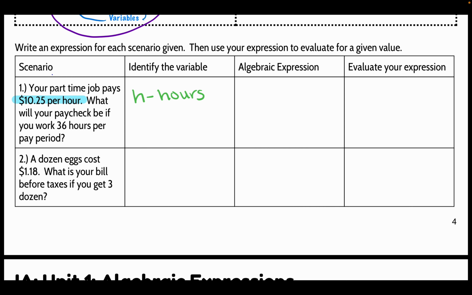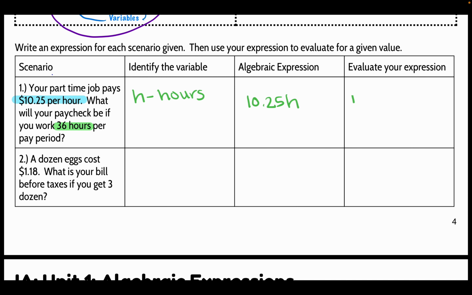That's what's changing. Our expression, well, it's $10.25 per hour. So we know that our coefficient is going to be $10.25, and then it's every hour, so that's actually multiplying. So we're going to do $10.25H. When you have your coefficient next to a variable like this, it means multiply. So $10.25H is our expression. Now we need to evaluate our expression. Evaluating our expression means we're going to be plugging in a value. We worked 36 hours in this pay period, so we're going to plug in 36 for our H.